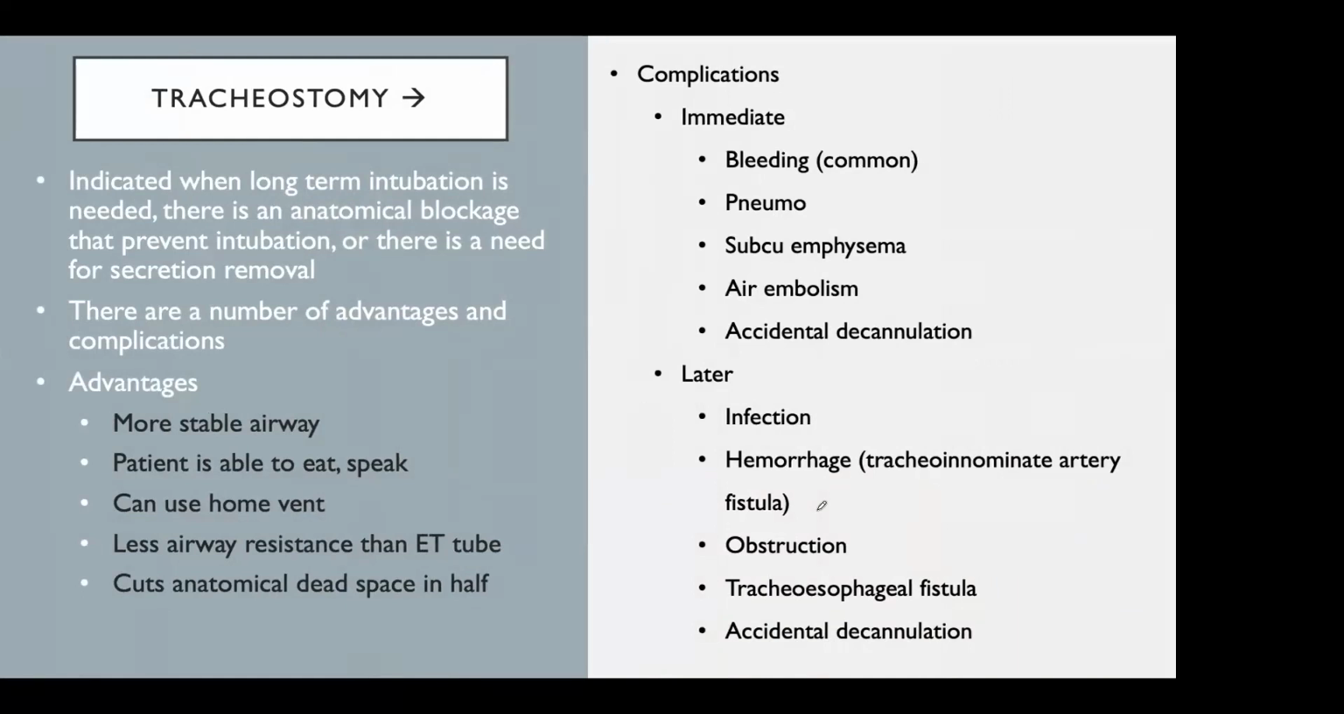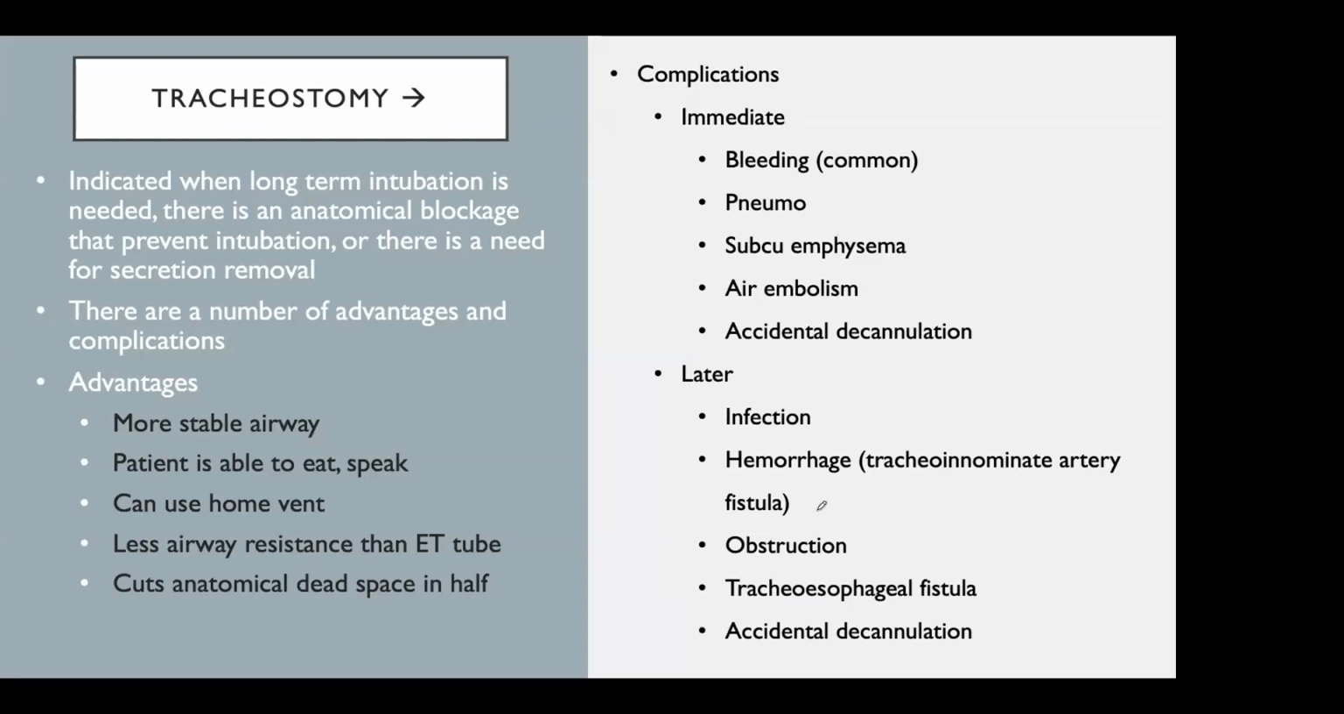Tracheostomies. Yo, folks, these tracheostomies are just little baby ET tubes, right? Inserted through a surgical site. I've seen some bad ET tubes, and I've seen some bad surgical sites, right? But generally, these are a much more secure airway. Eventually, the patient hopefully is able to eat and speak and carry on fairly normally. You can use a home vent with these trachs. There is less airway resistance than an ET tube, and it decreases our dead space by half.